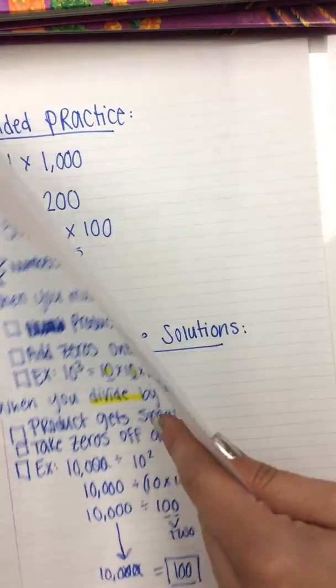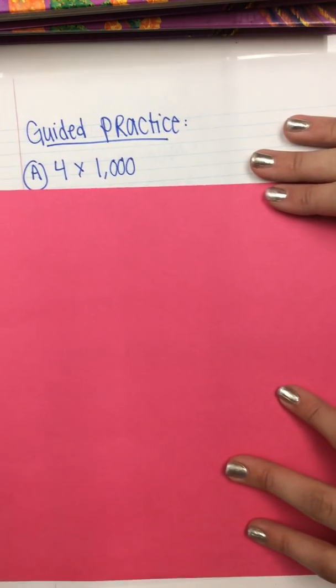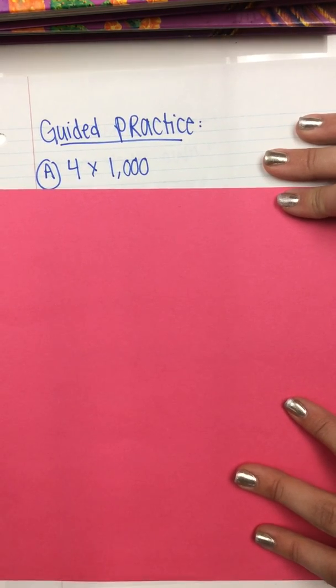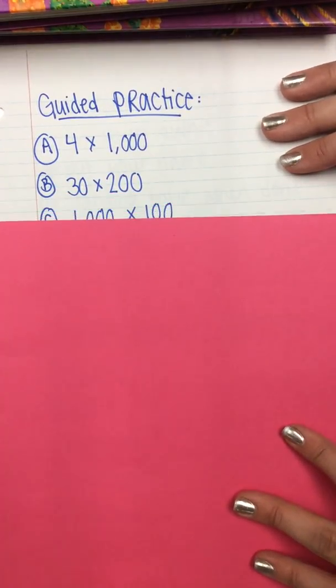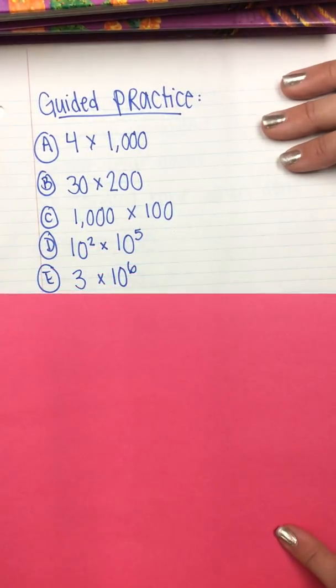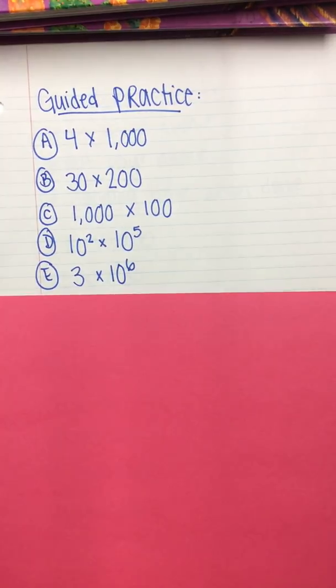All right. You have 5 guided practice problems that I want you to do, A through E. Go ahead and work on these with a partner, pause the video, and as soon as you're done, press play and you will see the solutions.